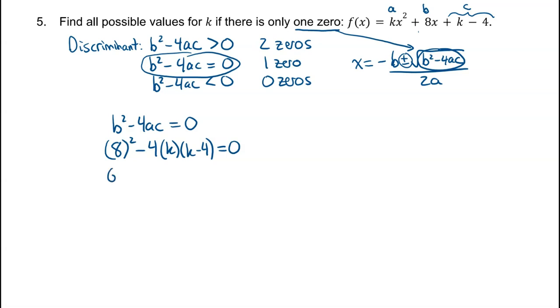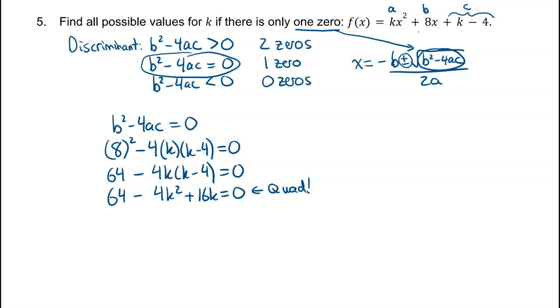So what we need to do now is expand this out and try to solve this. 8 squared is 64, and then 4 times k is 4k, and then we still have the k minus 4 in brackets. Expanding this out one more step further, it gives me 64 minus 4k squared, and then the negative 4k times negative 4 gives me positive 16k. We are left with a quadratic.